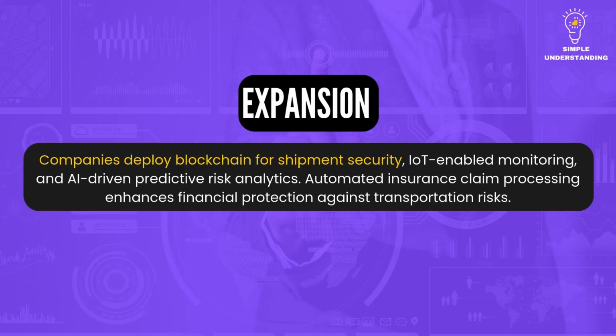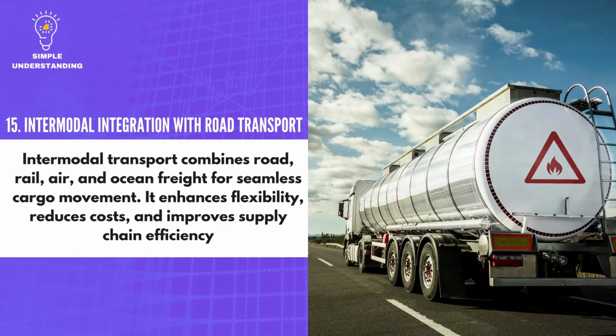Expansion. Companies deploy blockchain for shipment security, IoT-enabled monitoring, and AI-driven predictive risk analytics. Automated insurance claim processing enhances financial protection against transportation risks. 15. Intermodal integration with road transport. Explanation. Intermodal transport combines road, rail, air, and ocean freight for seamless cargo movement. It enhances flexibility, reduces costs, and improves supply chain efficiency.